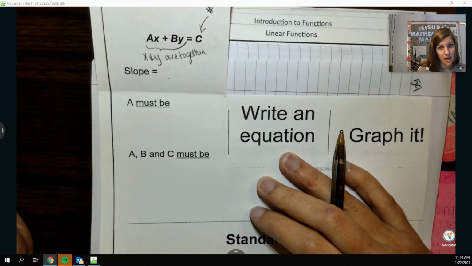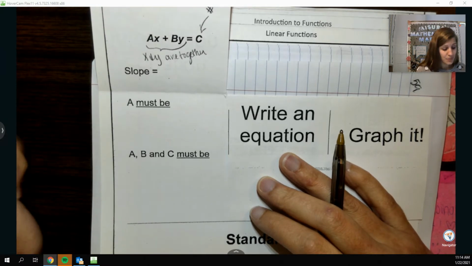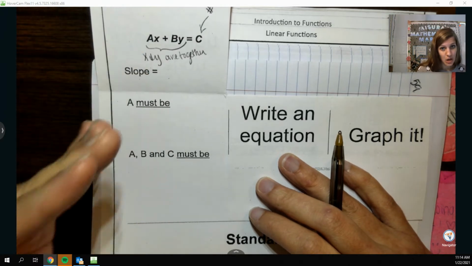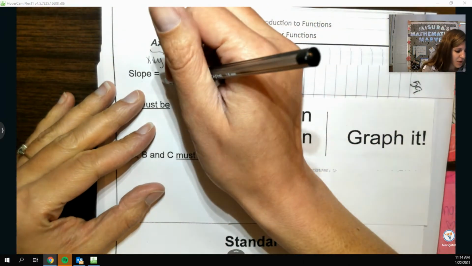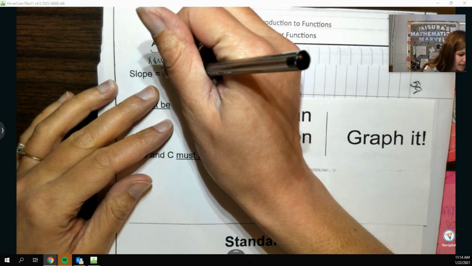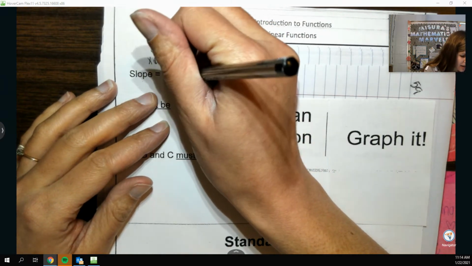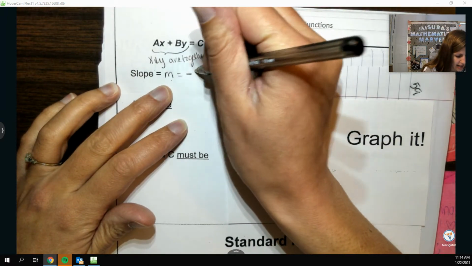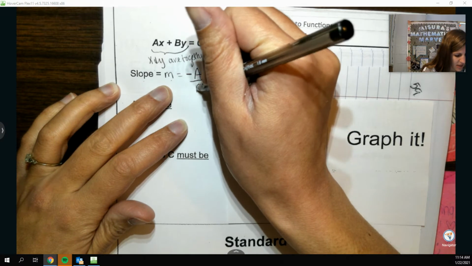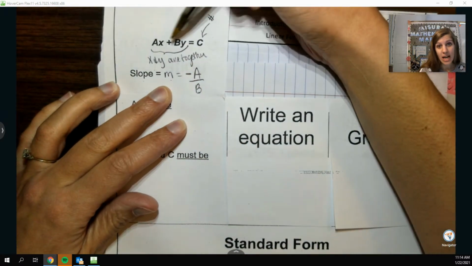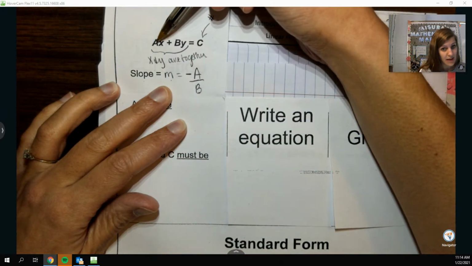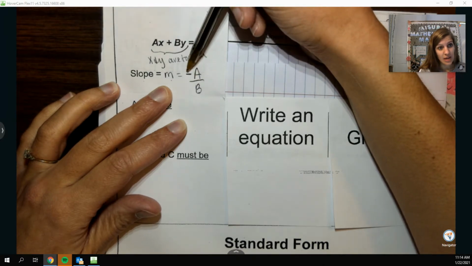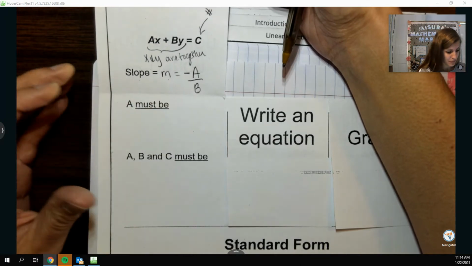So if I have something in standard form, I have to find the slope. By finding the slope, I need to get y all by itself, and we end up getting that the slope, or m, in this case is going to be negative A divided by B. That just means whichever number I have in front of x and whichever number I have in front of y, I'm going to divide the two and make it opposite to get the slope.